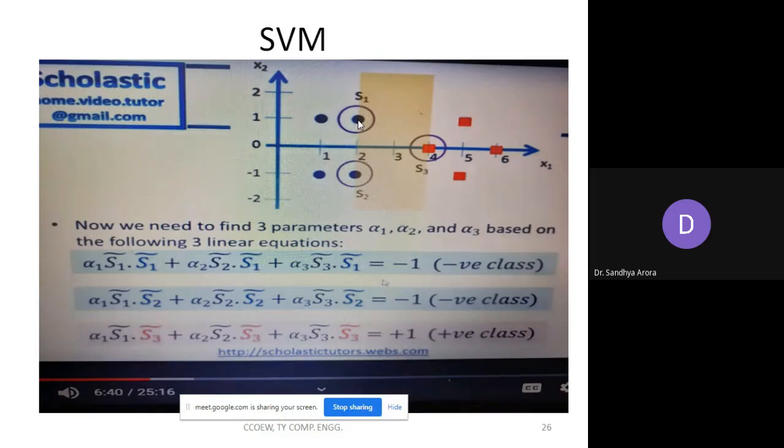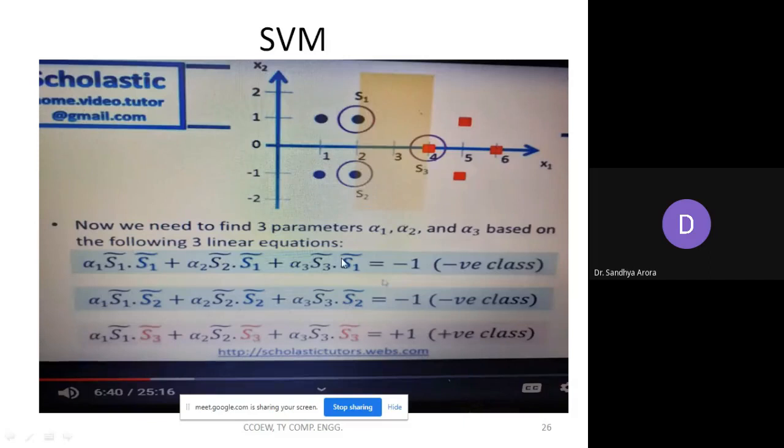If you multiply the equation with the S1 point, this will be the negative class, that is -1. If you multiply with S2, alpha 1 S1 multiplied by S2, alpha 2 S2 multiplied by S2, alpha 3 S3 multiplied by S2, it will again be a negative point. Now the third, the same equation multiplied by S3: you can see S3 multiplied by S3 will be a positive value.